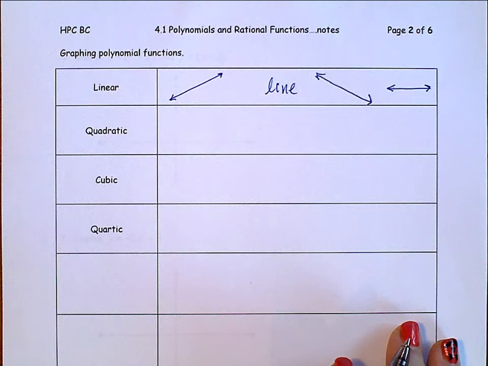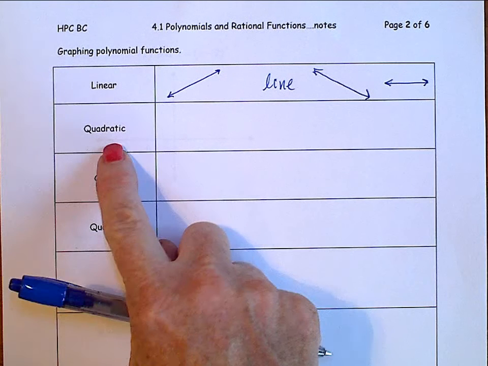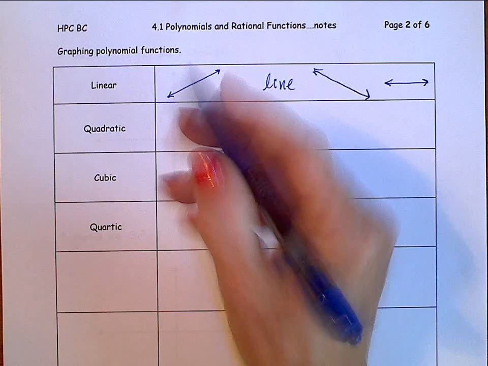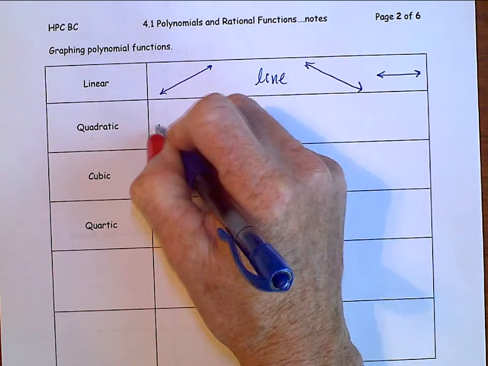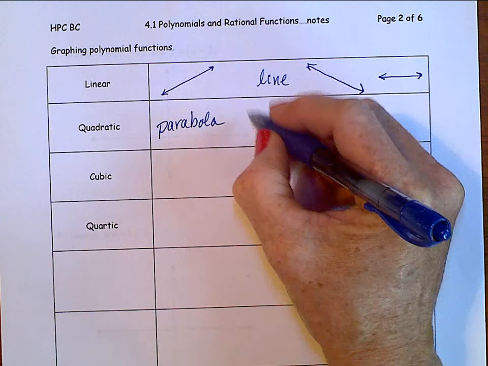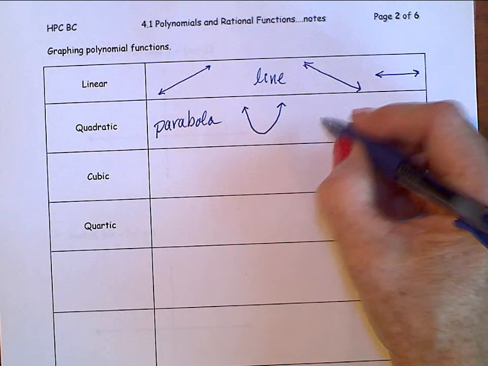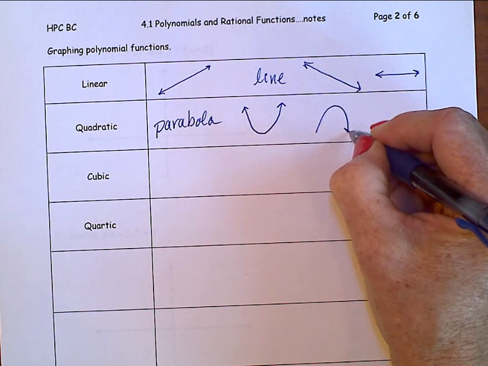Quadratics, we just spent a whole chapter graphing lines and quadratics. A quadratic is a parabola. And we remember from last chapter that a parabola can either open upwards or a parabola can open downwards.